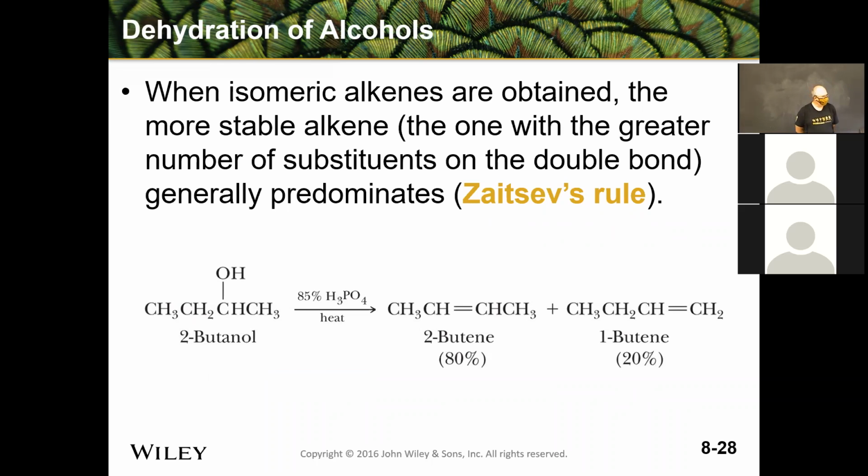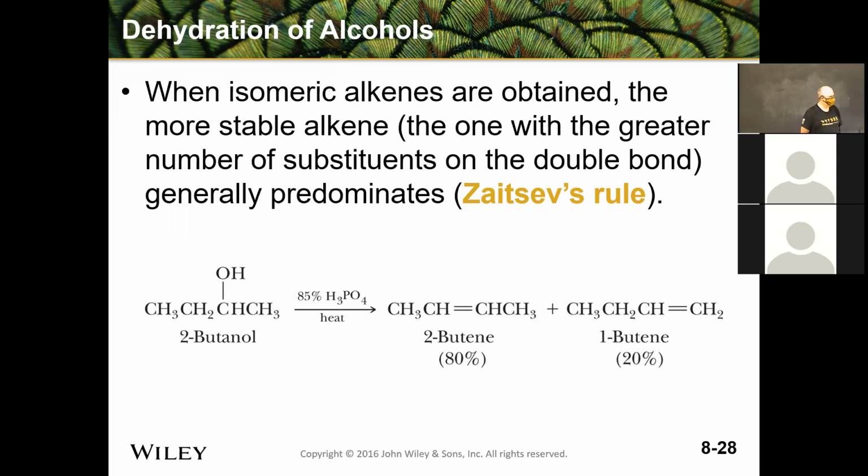Just like with the E1 and E2 reactions of alkyl halides, if we get more than one alkene product, the one that is most substituted generally predominates. This is what we call Zaitsev's rule.